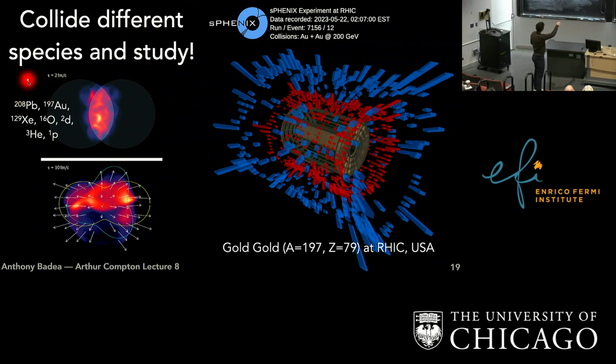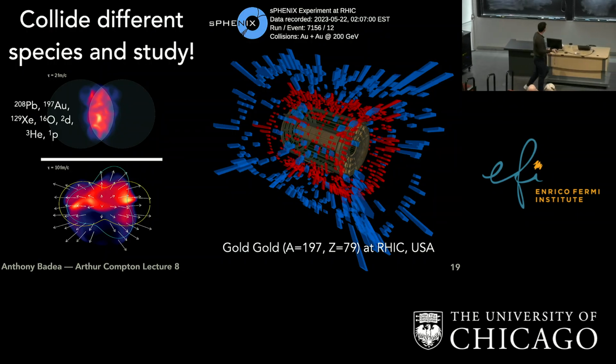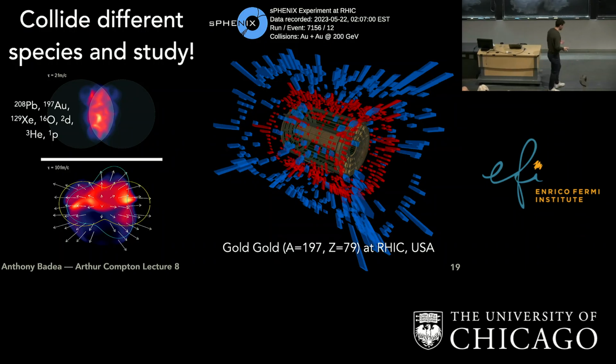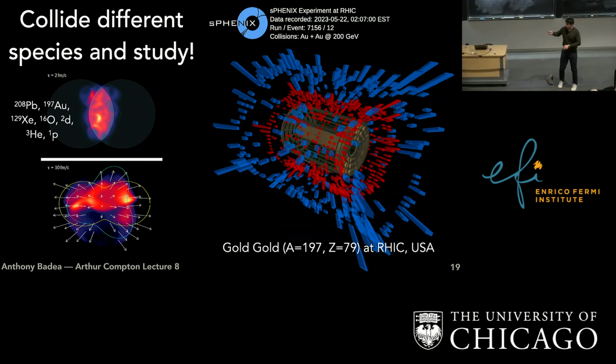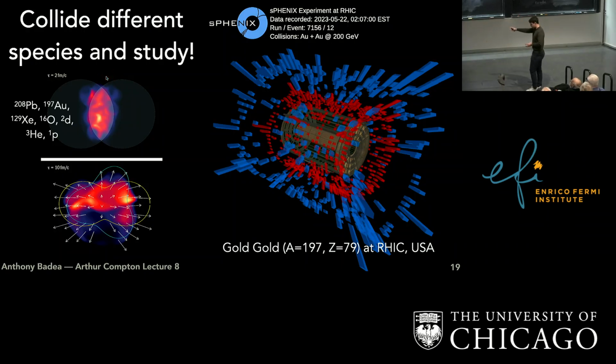And so there's been lead at the LHC, gold at RHIC, xenon at the LHC. Next year there will be oxygen. There's been deuterium, helium, and then of course protons. In essence, what we're doing when we're colliding these different nuclei is we're creating different configurations for how those protons and neutrons inside meet each other.